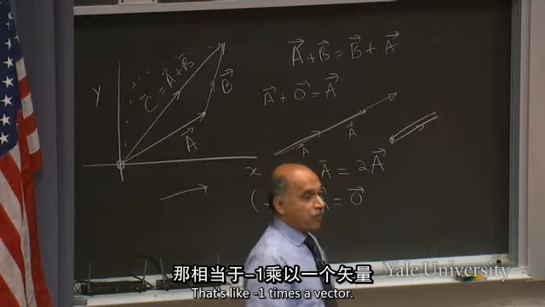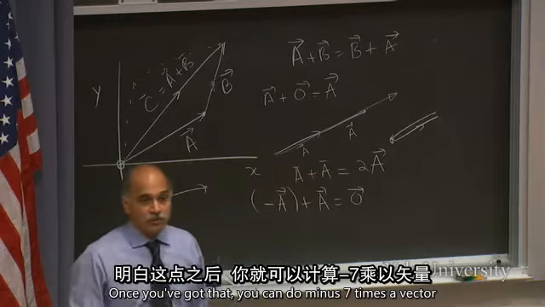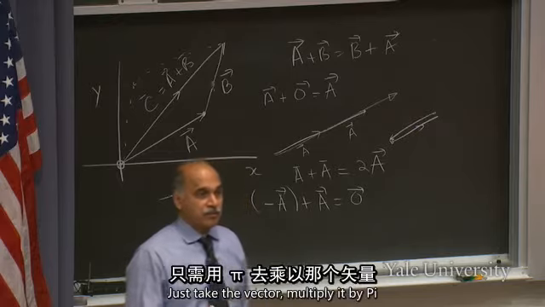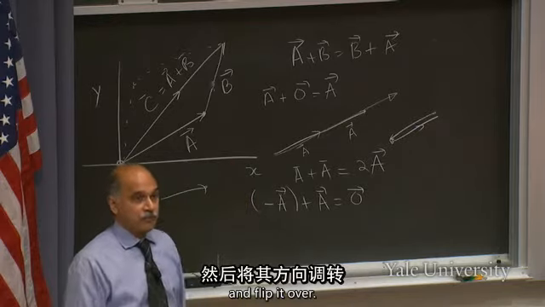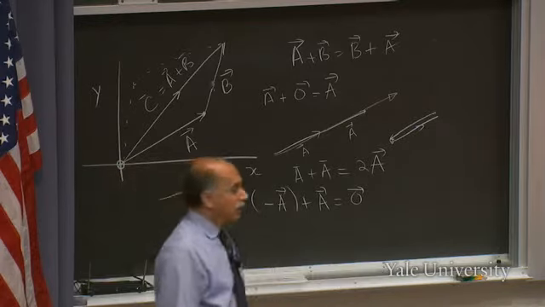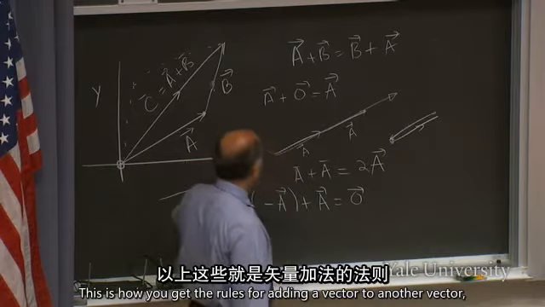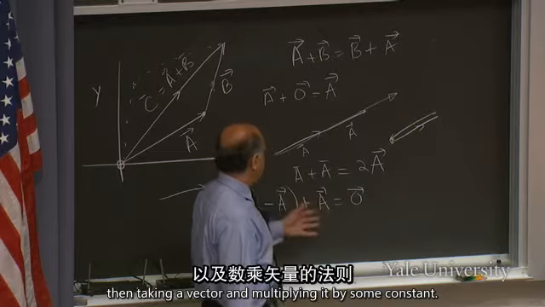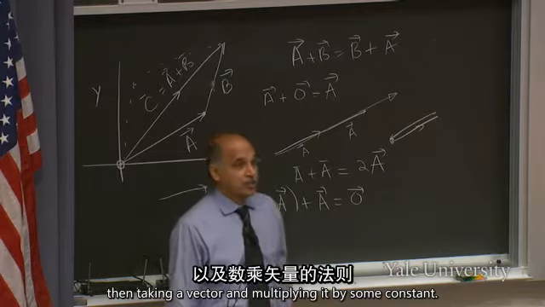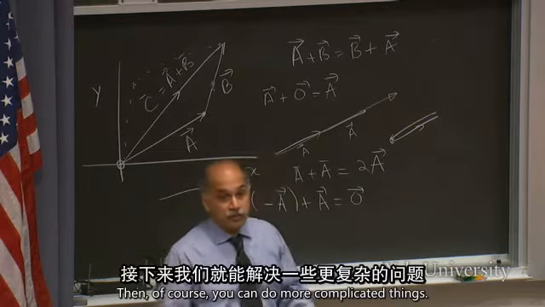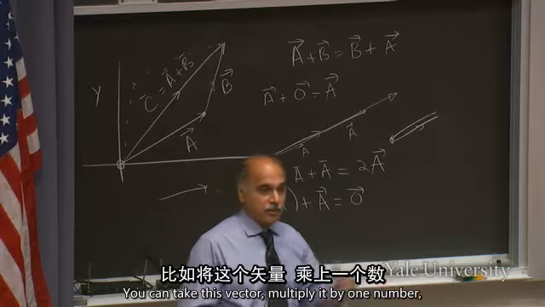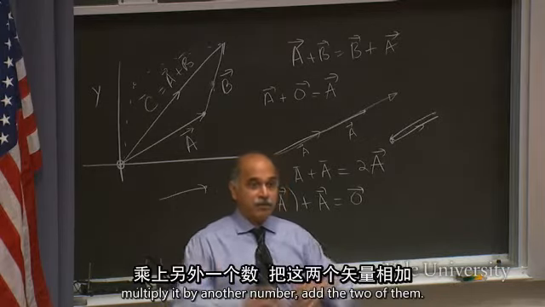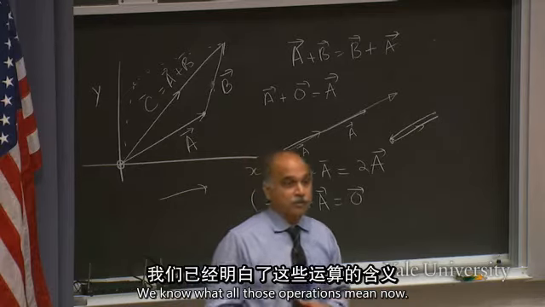So that's like minus 1 times a vector. Once you got that, you can do minus 7 times a vector or minus pi times a vector. Just take the vector, multiply it by pi, and flip it over. That's minus pi times a vector. This is how you get the rules for adding a vector to another vector, then taking a vector and multiplying it by some constant. Then, of course, you can do more complicated things. You can take this vector, multiply it by one number, take that vector, multiply another number, add the two of them. We know what all those operations mean now.